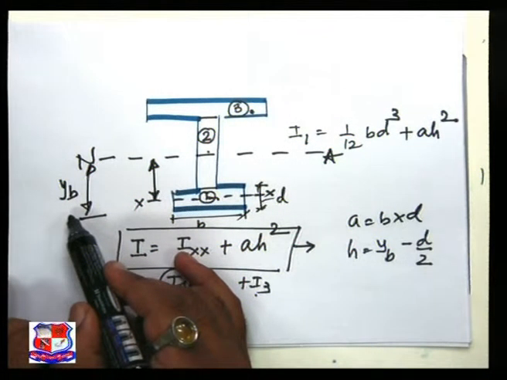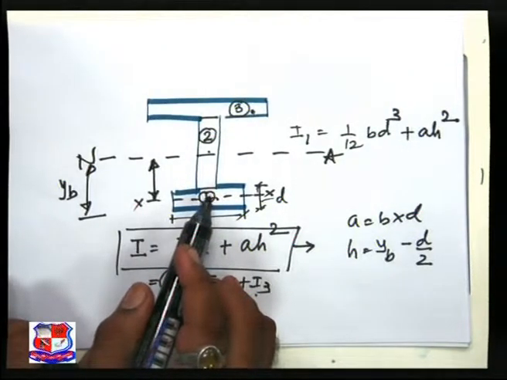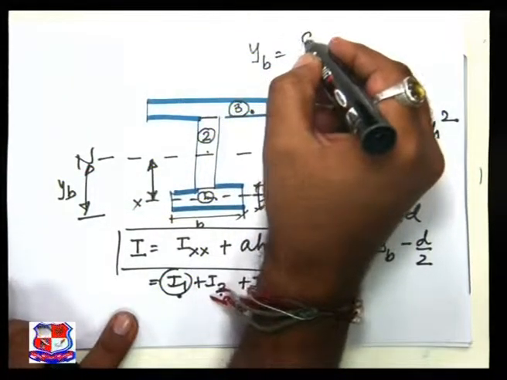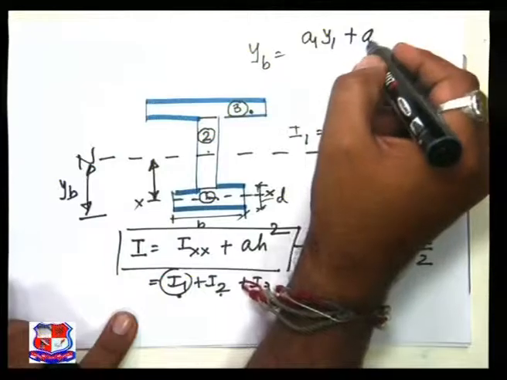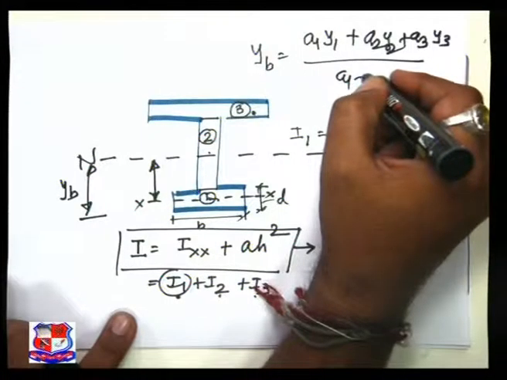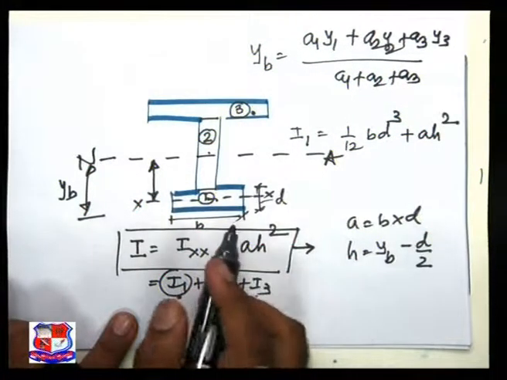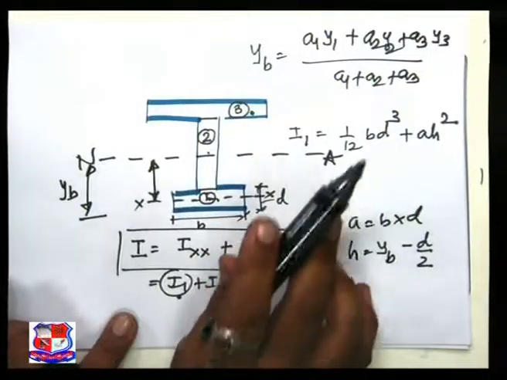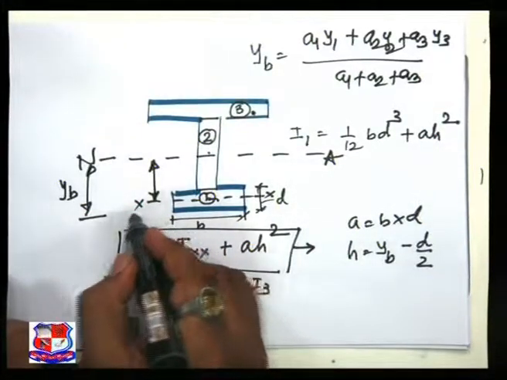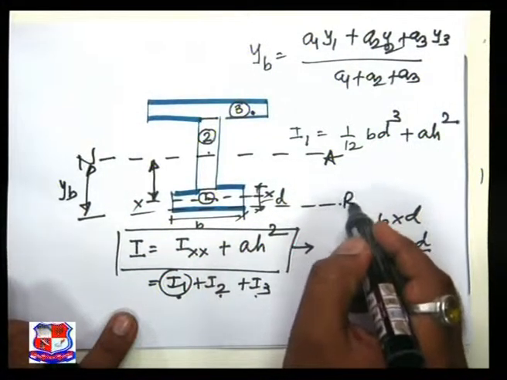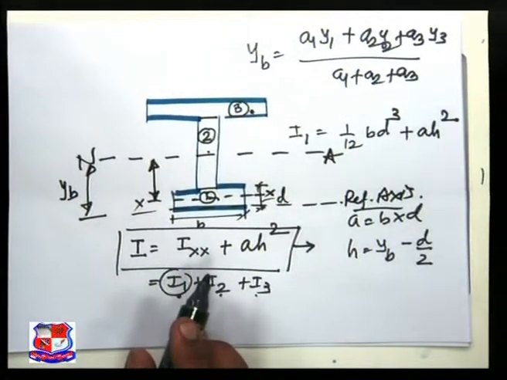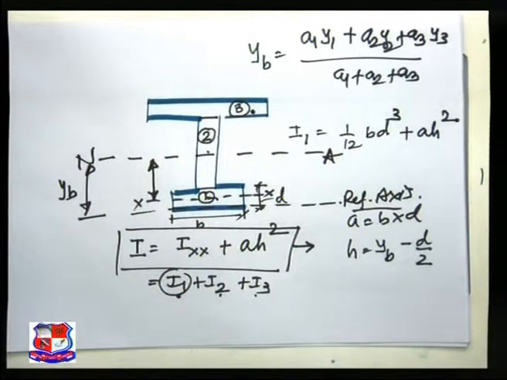To find YB, as I told previously, I have divided the section into 3 parts, 1, 2 and 3. So the formula is YB is equal to A1Y1 plus A2Y2 plus A3Y3 divided by A1 plus A2 plus A3, where Y1, Y2, Y3 are the distances of the CG of that particular part from the reference axis. We have taken the bottom fiber as the reference axis. Let us see the same problem on this particular PPT.